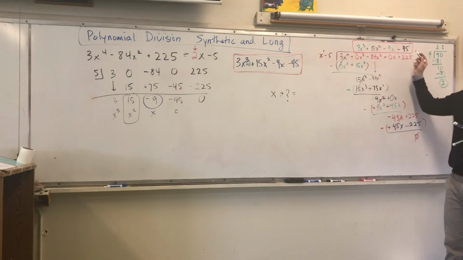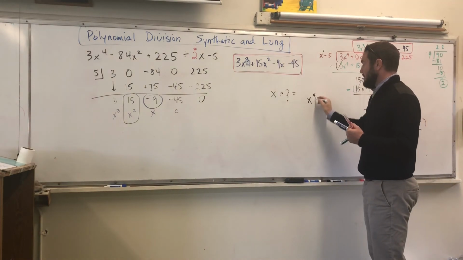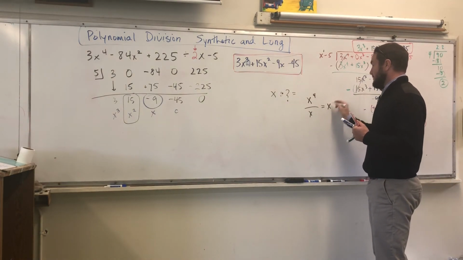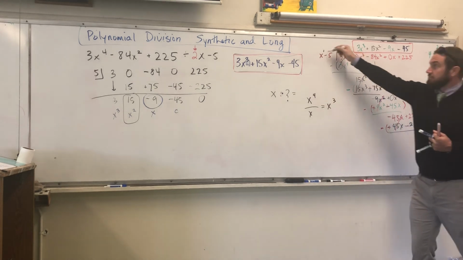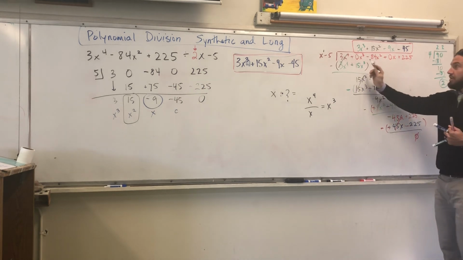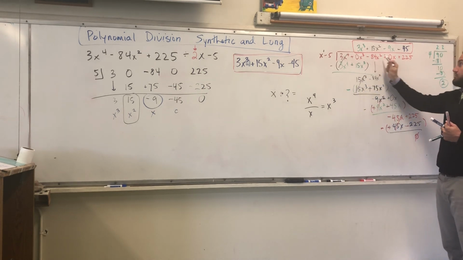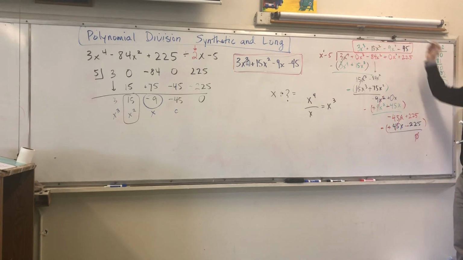So each of these degrees have dropped. And anytime you divide x to the fourth by an x, you have dropped a degree. So when you're dividing by an x, each of these is going to drop a degree. So that's why I went from 4, 3, 2, 1 to 3, 2, 1 like that.